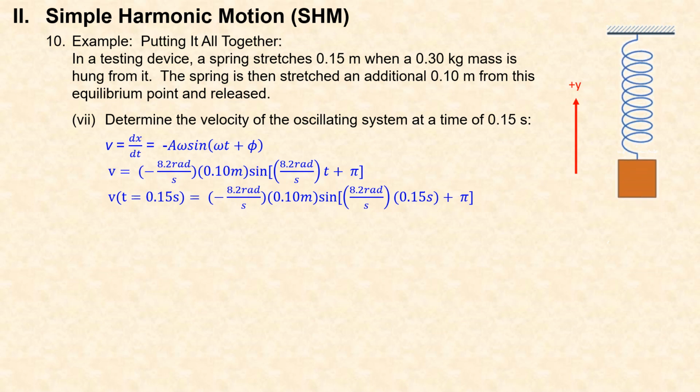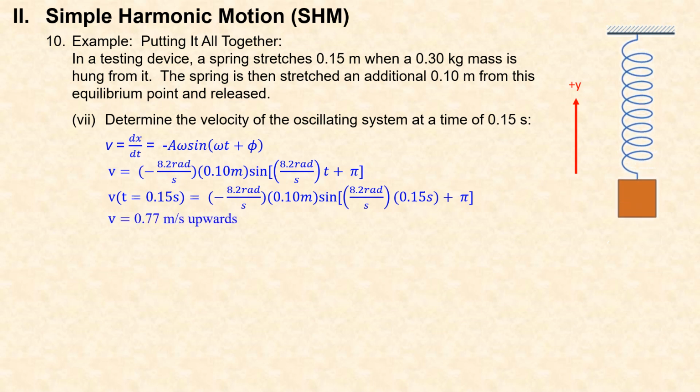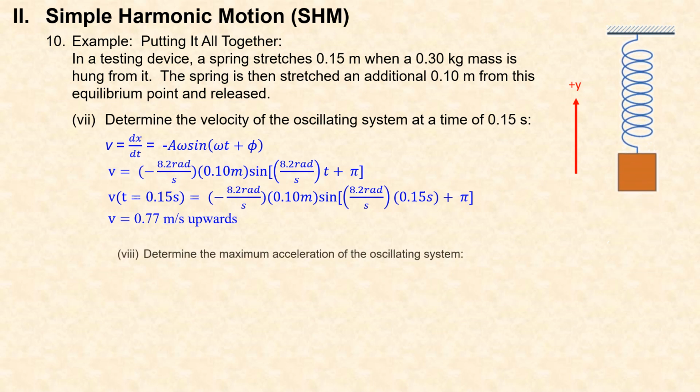Make sure when you evaluate this that your calculator is set to radian mode. Make sure that when you find omega, it is expressed in terms of radians per second. So you need to make sure that your calculator is in radian mode as opposed to degree mode. And when you do the number crunching, you find out that your velocity should be 0.77 meters per second in the positive or upwards direction.